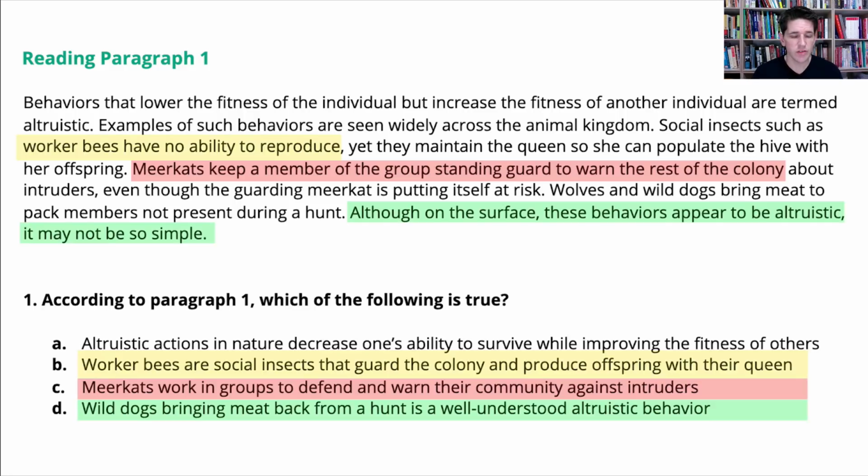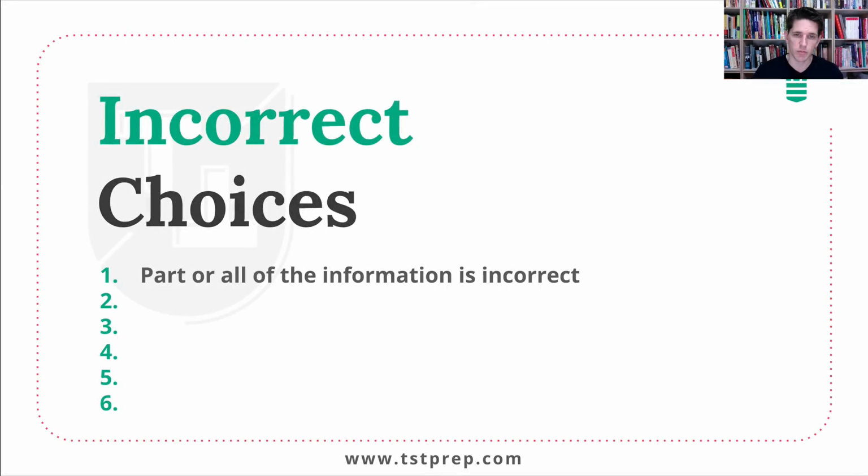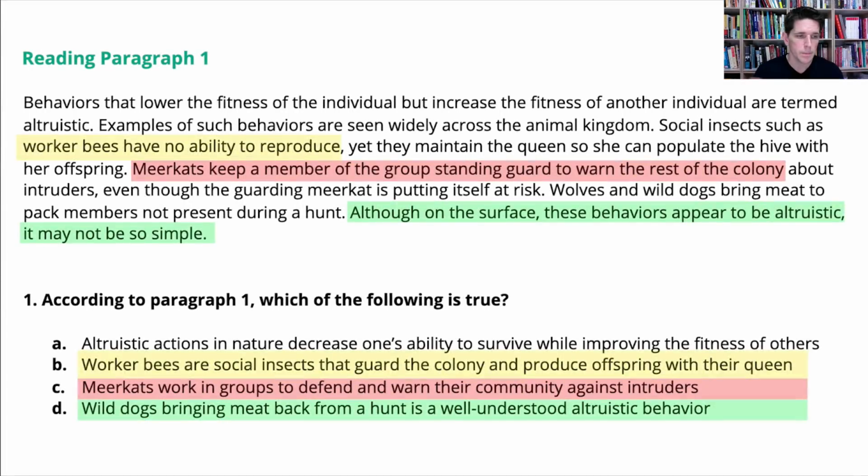And so social insects such as worker bees have no ability to reproduce. B says worker bees are social insects that guard the colony and produce offspring. No ability to reproduce, produce offspring, that's just simply false. It's not true, right? And so that's the first way to make a question wrong. Part of the information is incorrect. They're social insects, that's true, but they don't produce offspring, so B is wrong.